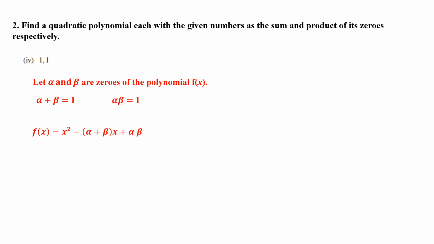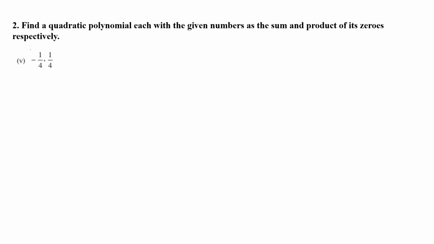Now fourth question. Here sum of the zeros are given as 1 and product of the zeros are also given as 1. So again I am assuming alpha and beta are the zeros of the polynomial. So alpha plus beta is 1. Alpha into beta is also 1. So the quadratic polynomial will be x square minus alpha plus beta times x plus alpha into beta. So x square minus alpha plus beta is 1. So 1 into x is 1 plus 1. So this is your quadratic polynomial.